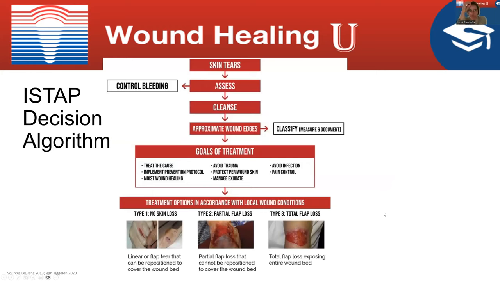So getting back to what you do when you see a patient with a skin tear, going back to that ISTAP decision algorithm. Obviously, we want to control the bleeding and then clean it really well. And then after you reapproximate that skin flap, if there is a skin flap, or to what degree you can reapproximate it, we get back to just really good evidence-based wound care: undisturbed wound healing, moist wound healing. We want to cover it, protect it from trauma, and leave it undisturbed. You can go to the next slide.